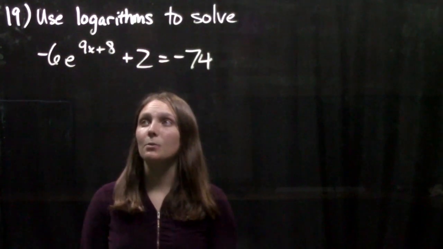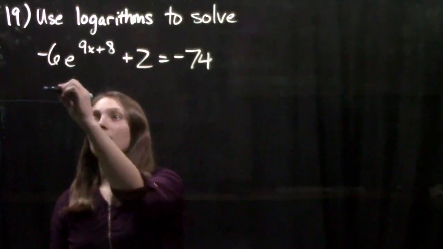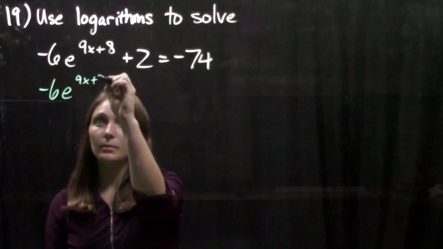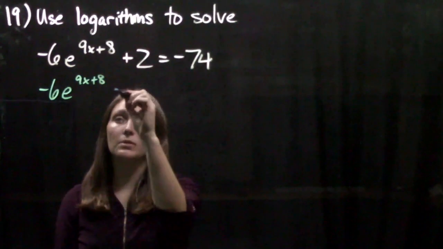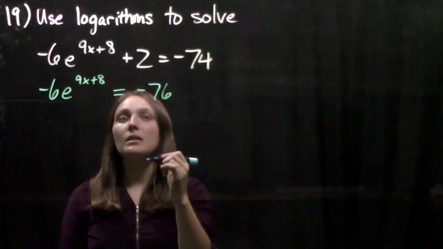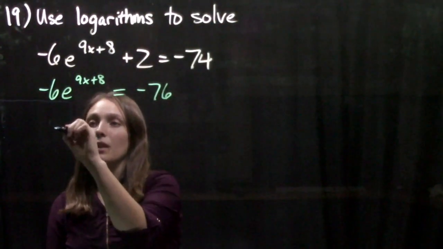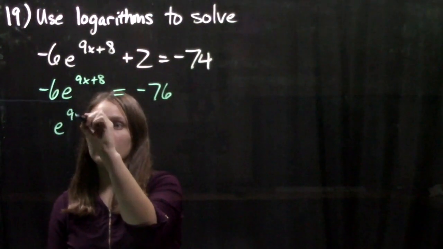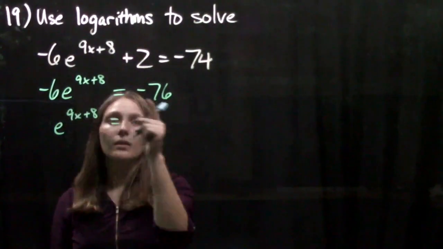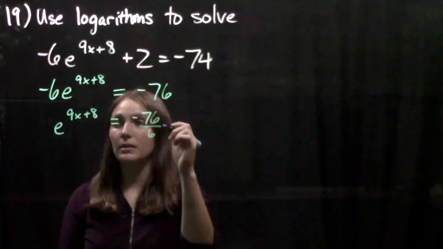So first, we want to isolate this e so we can perform a natural log on it. So we'll copy -6 e to the 9x plus 8, and we're going to swing this 2 over, so we'll subtract 2 from both sides, and we'll get -76. Next, we're going to divide both sides by this -6. So that will leave us with e to the 9x plus 8 equals -76 divided by -6.